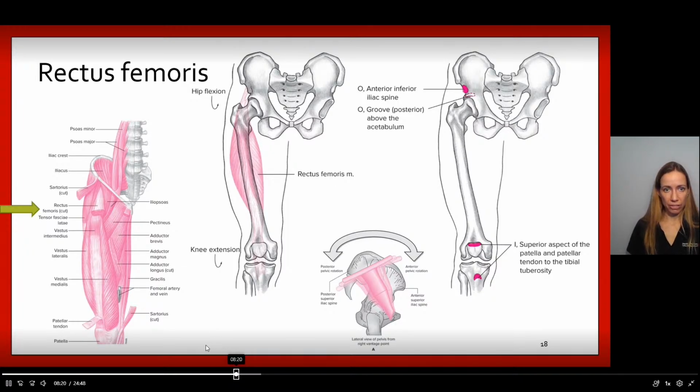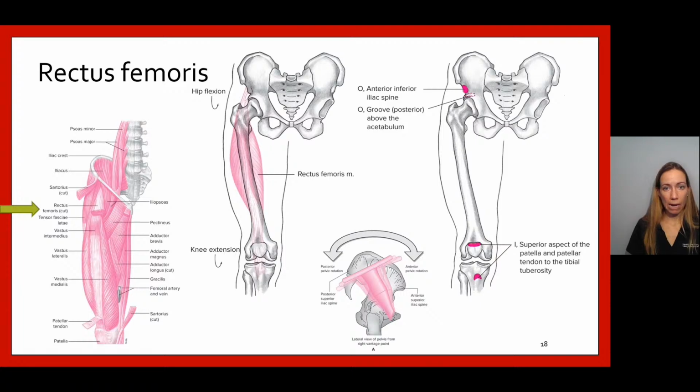They're going to be hip flexion. So again, unweighted leg, let's say you're kicking your leg out in front of you, the rectus femoris muscle would be a very powerful muscle at raising your leg out in front.